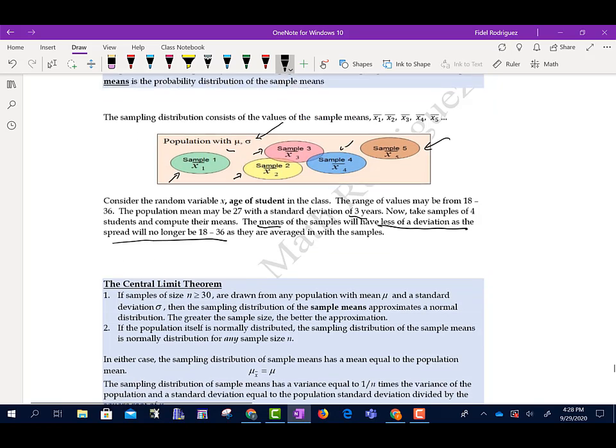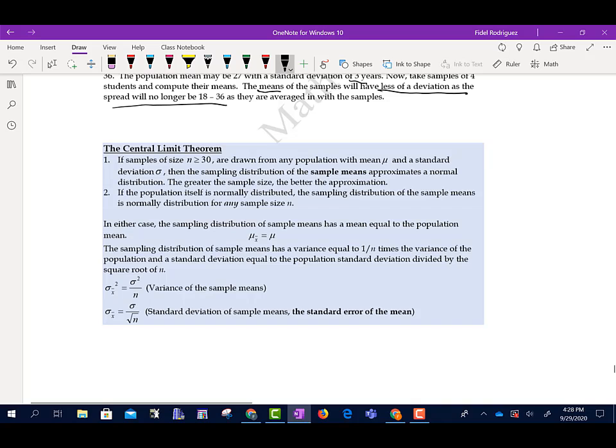So let's see. It says here the central limit theorem. Samples of size n, when n is bigger than 30, are drawn from any population with a mean of mu and a standard deviation of sigma. The sampling distribution of the sample means approximates a normal distribution. The greater the sample size, the better the approximation. If the population itself is normally distributed, the sampling distribution of the sample means is also normally distributed for any size n. In either case, the sampling distribution of the sample means has a mean equal to the population.